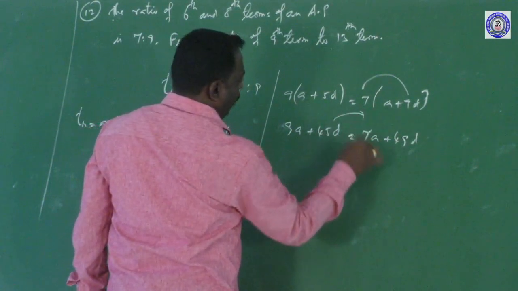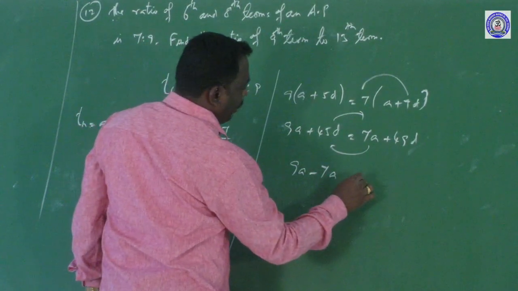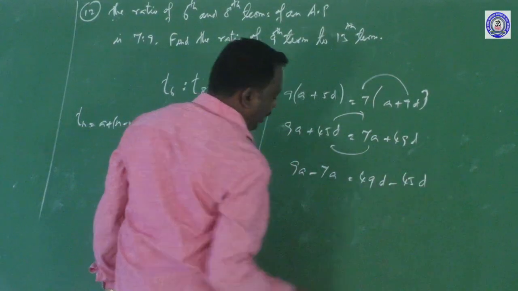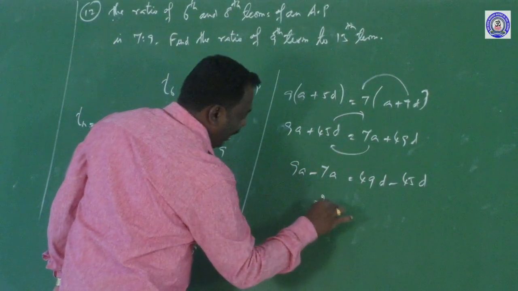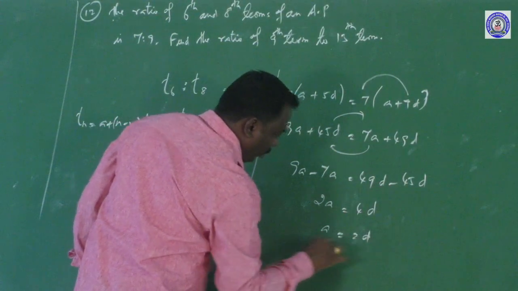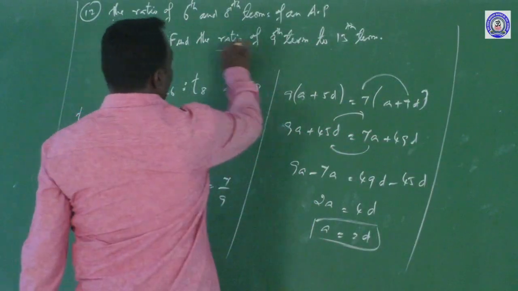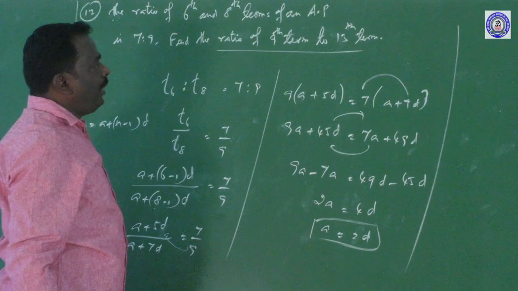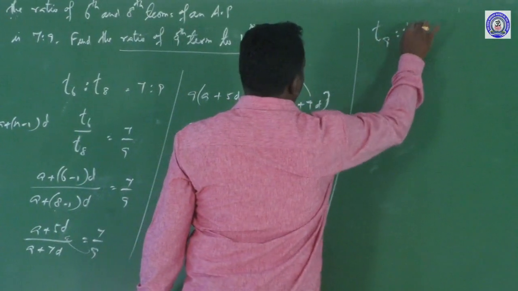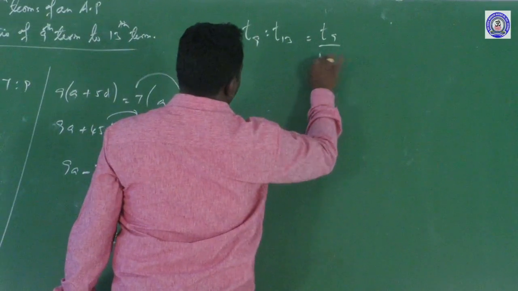Now collect the D terms on one side and A on the other side. Therefore 9A minus 7A is equal to 49D minus 45D. Now 2A is equal to 4D. Therefore A equals 2D. Now what we want to find next is the ratio of the 9th term to the 13th term. Therefore we consider T9 to T13, that is T9 by T13.